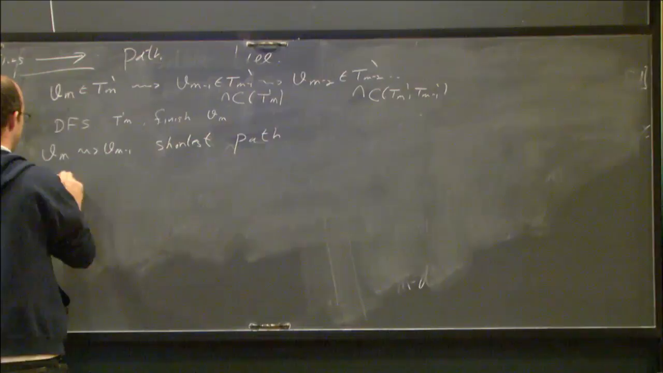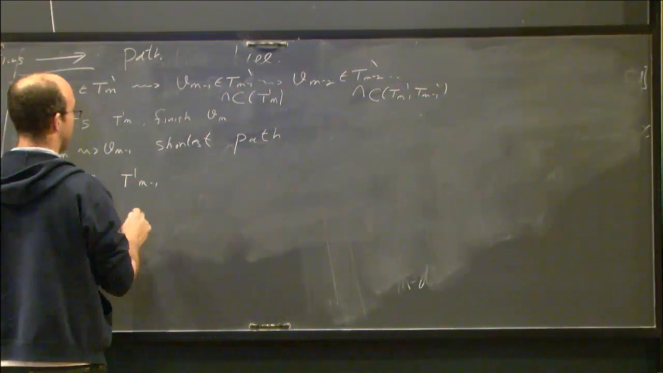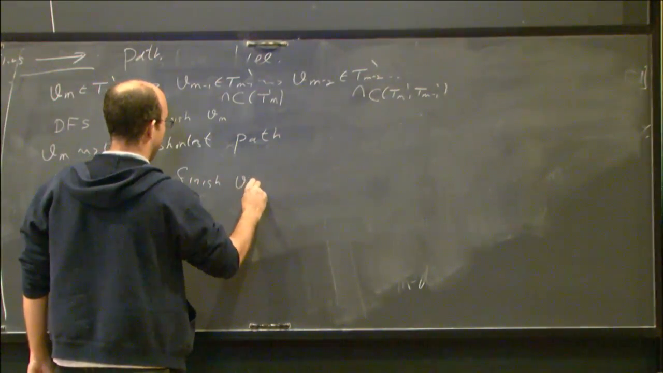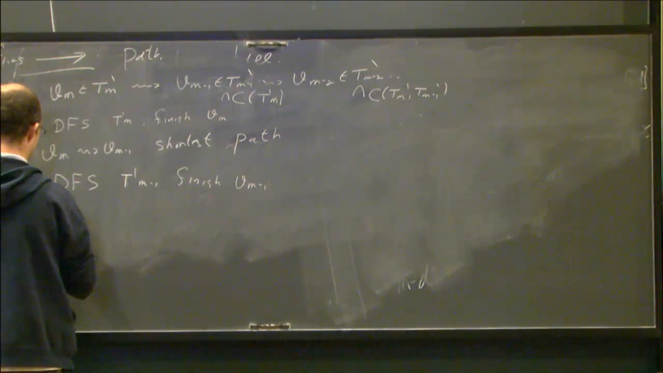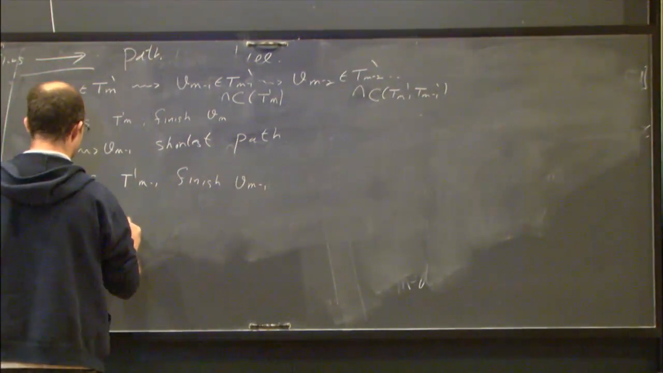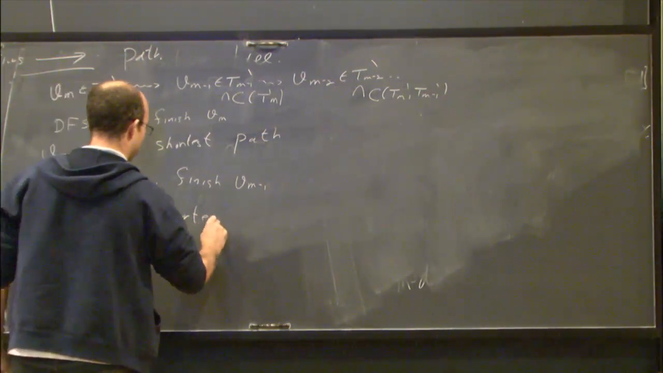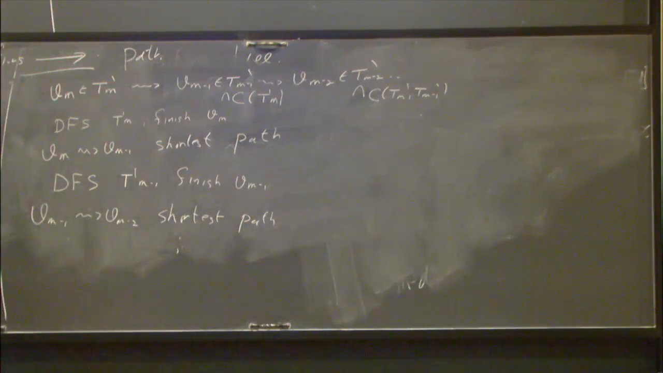And then we run this DFS in T prime A minus 1, that also finishes at V M minus 1. So we start and end at the same node. And then we go from Vm minus 1 to Vm minus 2 using some shortest path, and so on. Okay? So that's the way we construct the path. Now let's bound the length of the path.